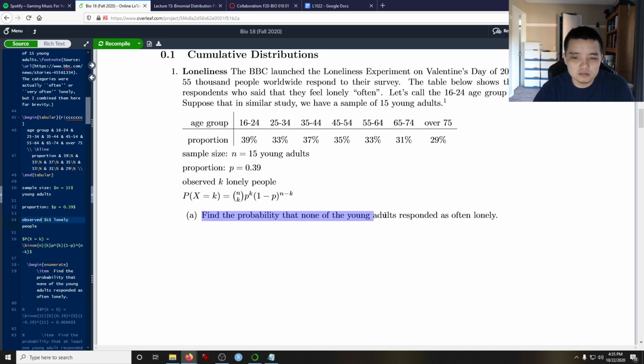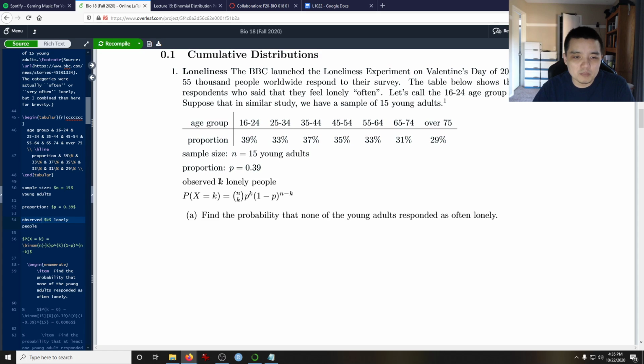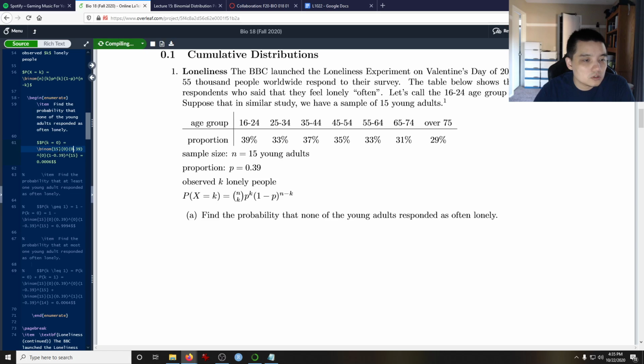So now, find the probability that none of the young adults responded as often lonely. We have a value for n, we have a value for p. That means k is what we need to plug in. From that task, go ahead and spend a few seconds guessing what the value of k will be. And you are correct in saying that k is equal to 0. And we would go through our probability distribution formula as such.